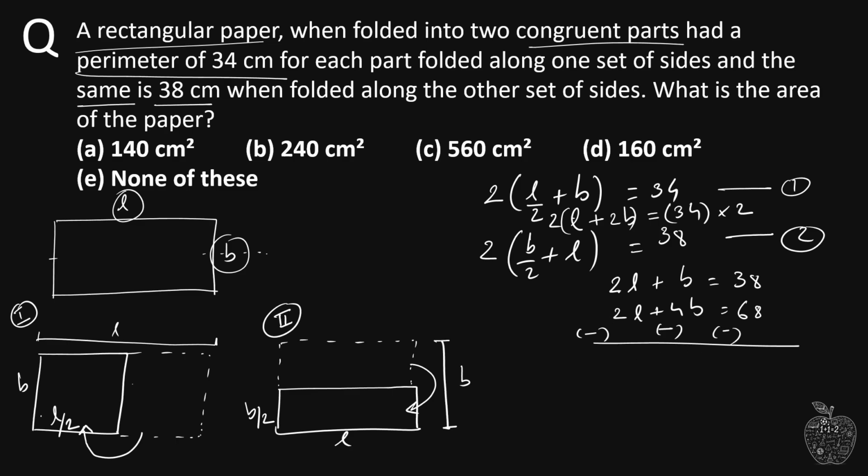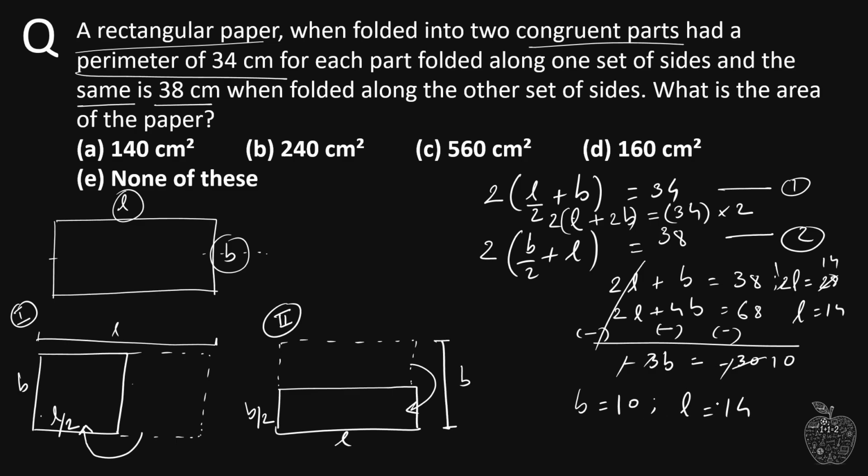Let's do that. 2L gone. Here I'll get minus 3B is equal to, here I'll get minus 30. So minus gone. 3 ones are 3, 3 tens are 30. So we have got the value of B as 10. Now we'll substitute the value of B in this equation. So we'll get 2L is equal to 38 minus 10, which gives me 28, and 2 fourteens are 28. So we have got the value of L as 14.